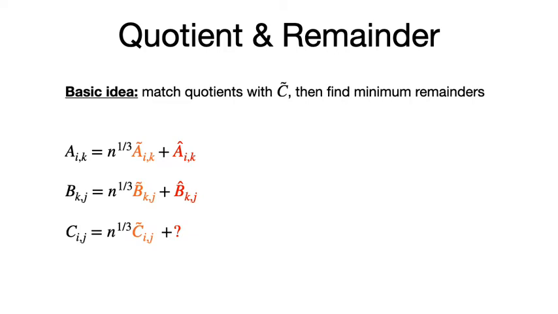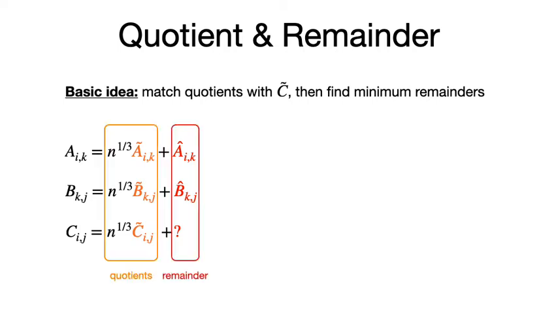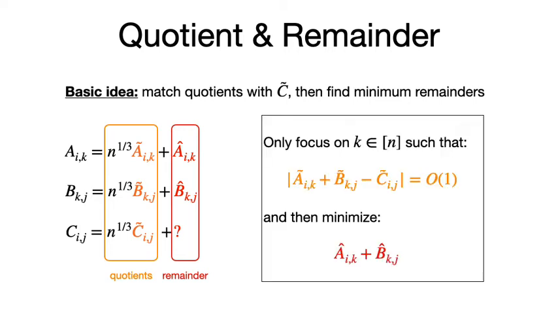In the first step, we have decomposed entries as sum of quotients and remainders. To use the approximation matrix tilde C, the basic idea is to focus on those indices where the sum of quotients of A and B are equal to tilde C. And then only under this condition do we minimize the sum of the remainders.